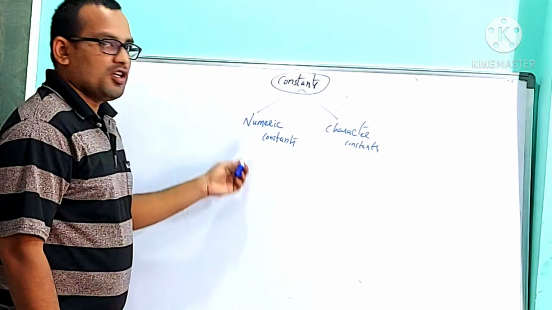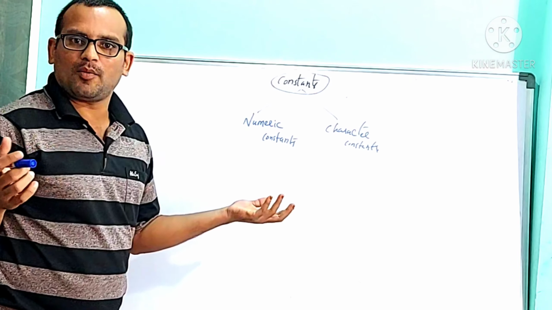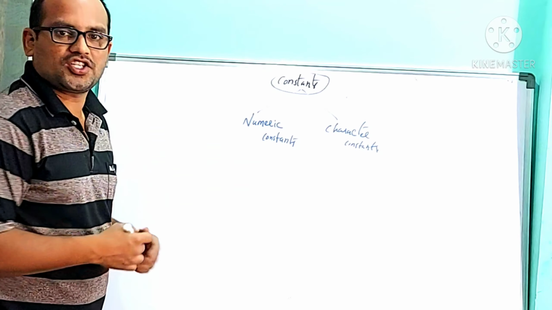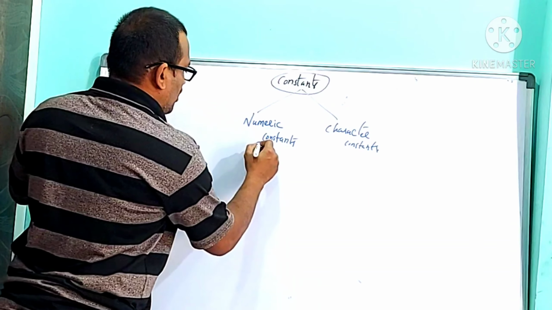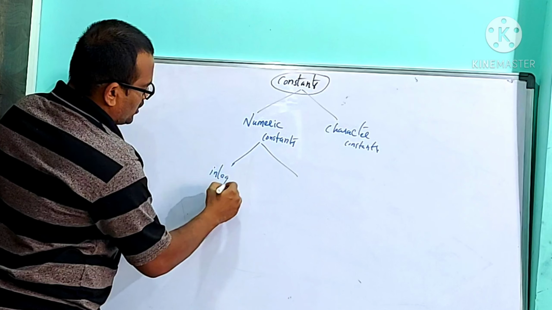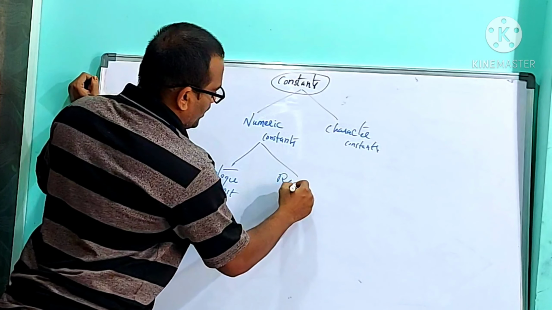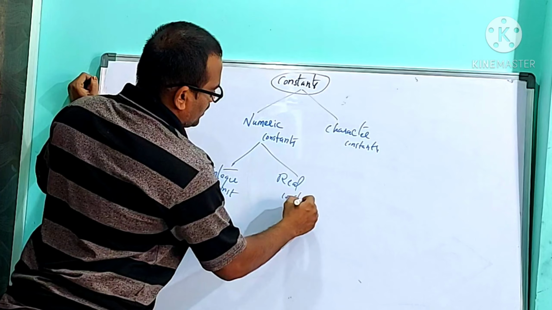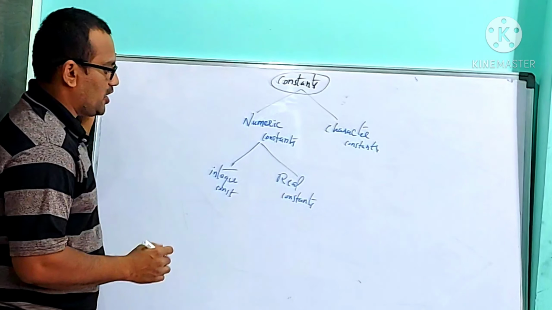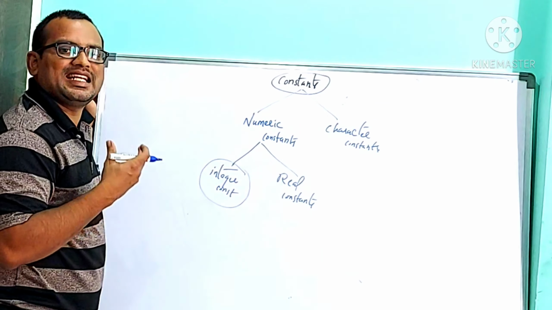Numeric constant means which contains numbers like digits 0, 1, 2, 3, 4 combinations. They are called numeric constants. Numeric constants are again classified into two types: integer constants and real constants. Integer constants are the integer numbers.